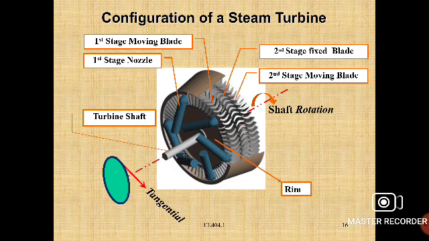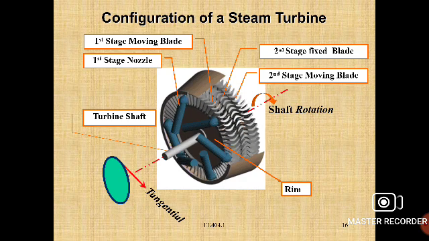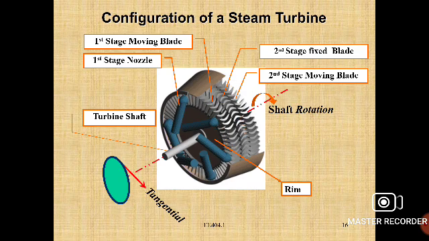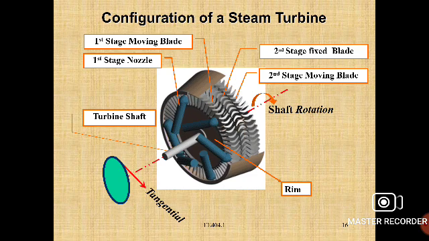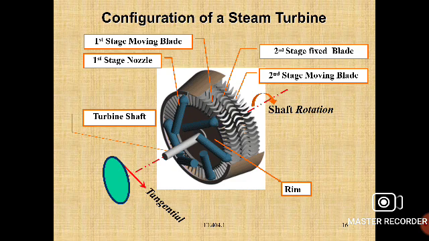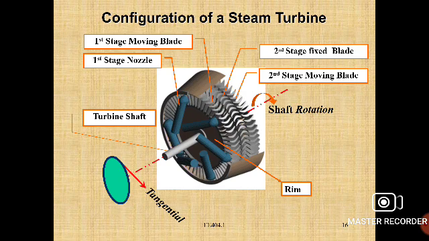Here we are providing two moving blades, one fixed blade, and again a nozzle. The first stage nozzle is provided to supply the steam from the boiler to the turbine. The middle one is the turbine shaft, which rotates tangentially. The blades are placed completely on the rim only. So that is the main thing.